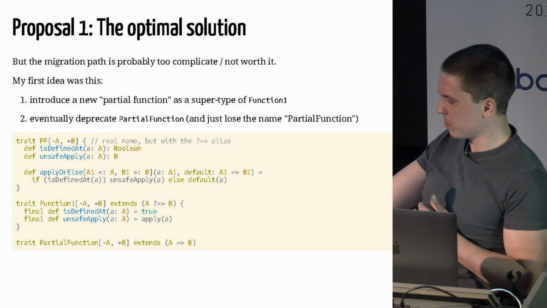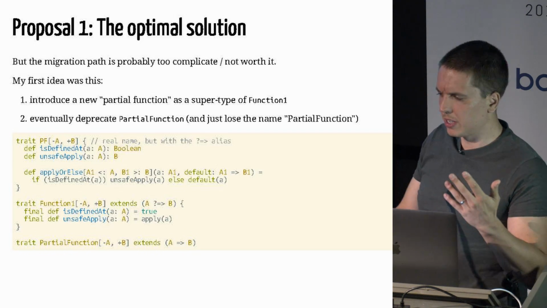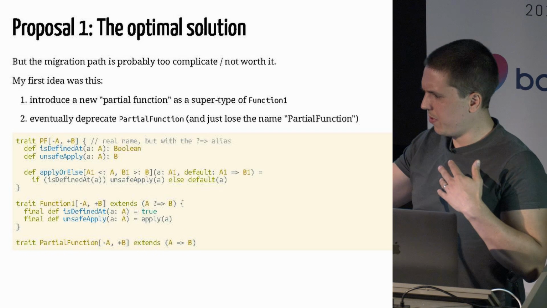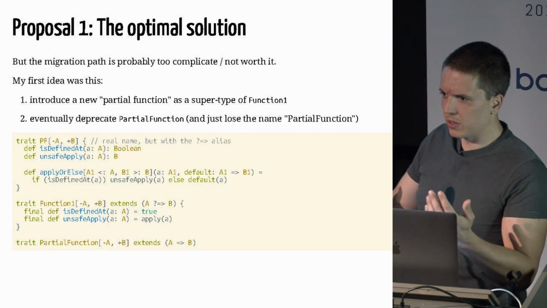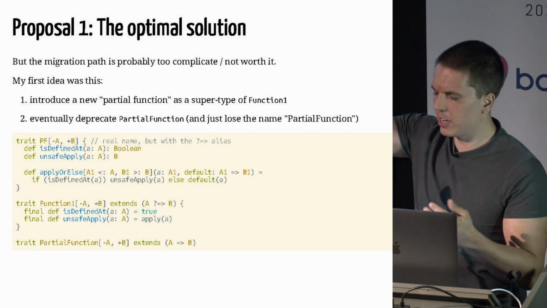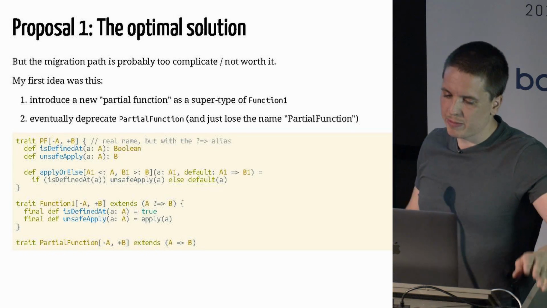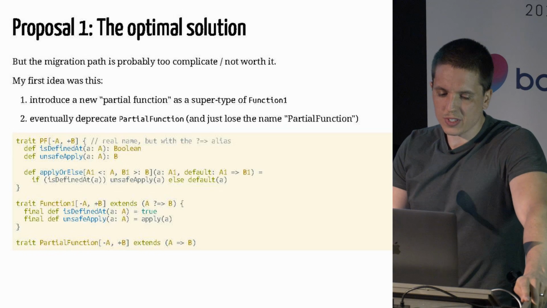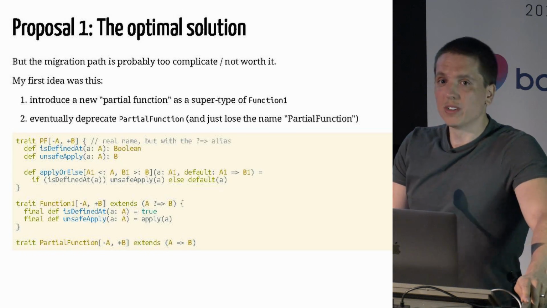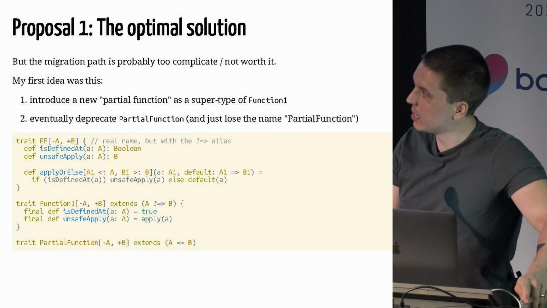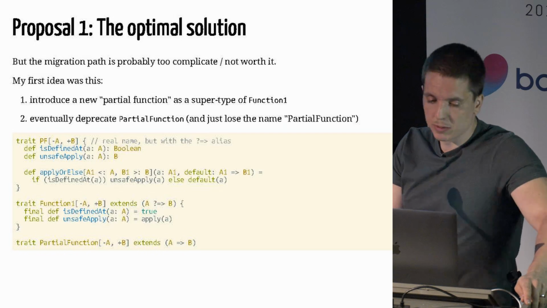People would be staring at, especially when they're cross-building, like library authors, their 3.0 code and their 2.14 code, one would give PF, the other would give partial function. So we're going to alias them, so we can have a common name. This might get really hard, right? So I don't know. I'm not convinced about this one, but without the migration, I think it would be the optimal solution.